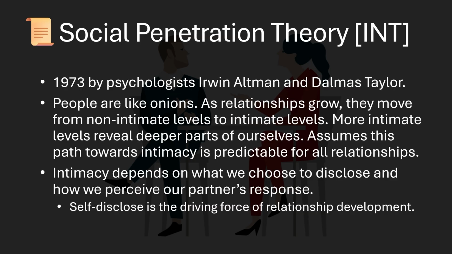Now, let's look at two theories that describe how we build interpersonal relationships. First, social penetration theory, developed in 1973 by psychologists Irwin Altman and Almus Taylor, uses the idea that people are like onions. As relationships develop, we slowly peel back layers and reveal more personal information about ourselves. At the beginning of a relationship, we usually share more surface level information like basic facts or general opinions. As we build trust, we may reveal deeper parts of ourselves like our values, fears, goals, or personal experiences.